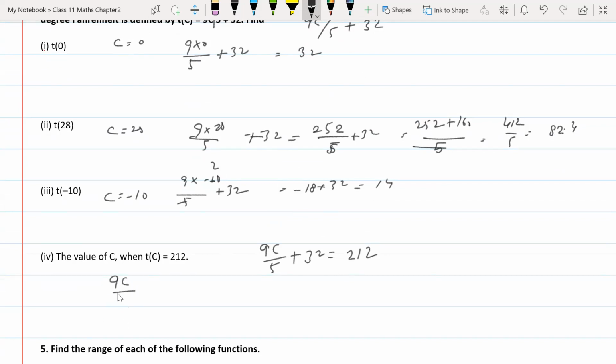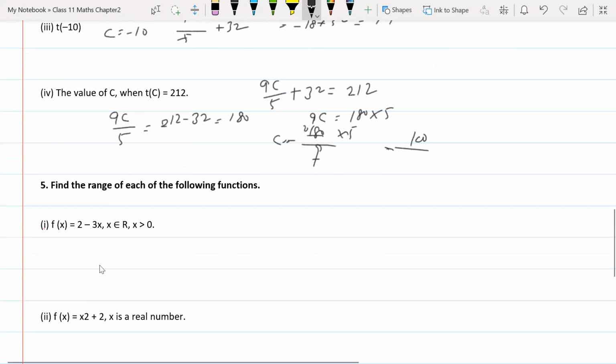You can solve it. 212 minus 32 is equal to 180. 9C is equal to 180 into 5. C is 180 into 5 divided by 9, which is 20 into 5, that's 100. The value of C is 100.